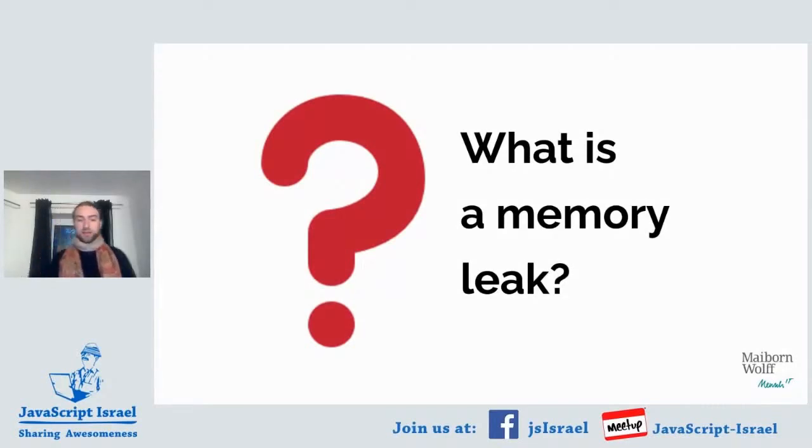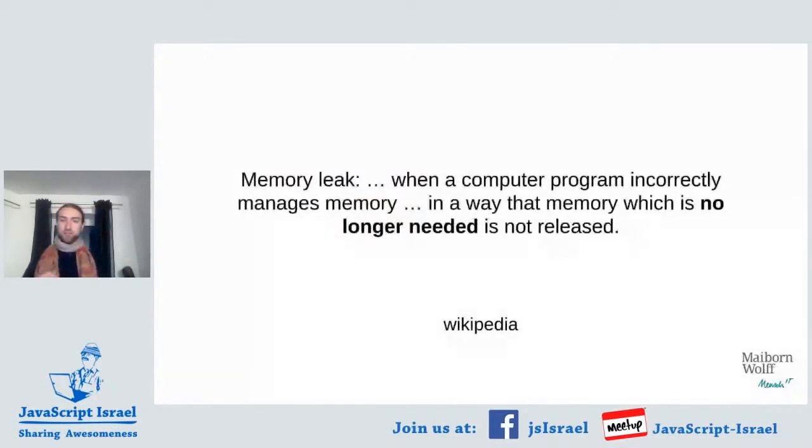And to answer that, I will just check Wikipedia, and it says a memory leak is when a computer program incorrectly manages memory in a way that memory which is no longer needed is not released. So we will build up memory, and then our process at some point has no further memory to allocate, and it might crash. This is the worst case scenario.